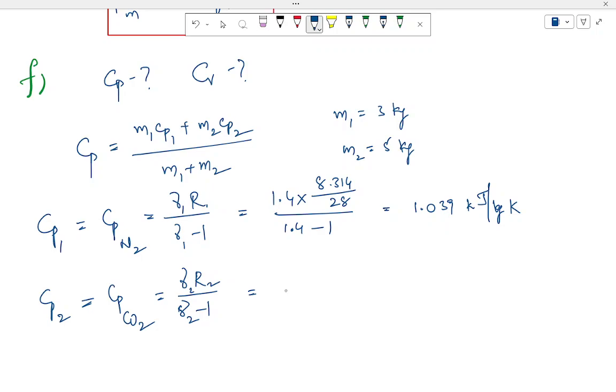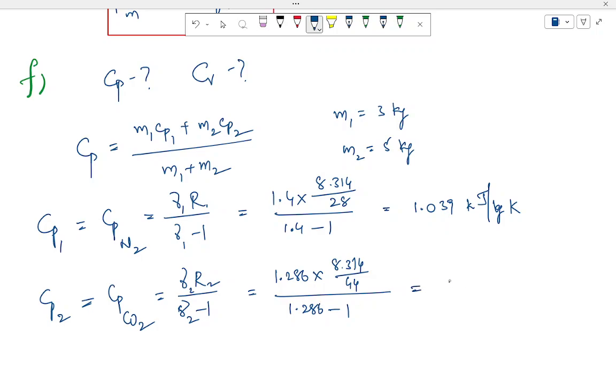Similarly, you can substitute the values for Cp2, which is 1.286 into 8.314 by 44, by 1.286 minus 1.